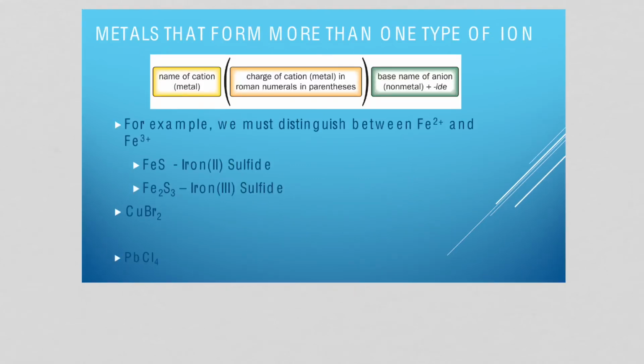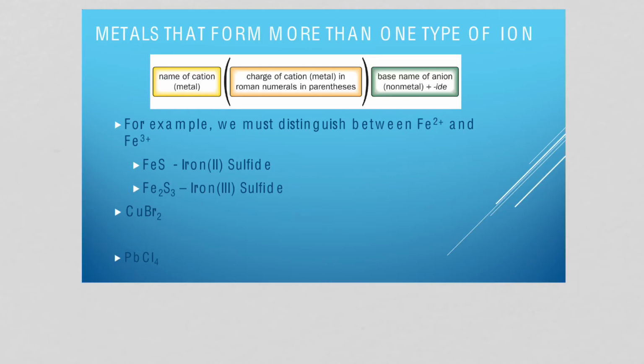So what about if we have metals that have more than one ion? So remember I said that we're going to use that Roman numeral, and that is essentially the only difference in the name. The name is the name of the cation, so typically the metal, followed by the charge of the metal in Roman numerals in parentheses, followed by, again, the name of the anion, the name of the negative ion with that IDE ending.